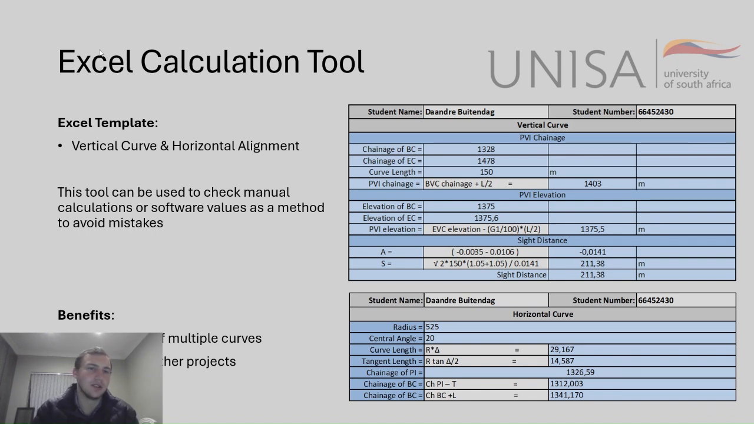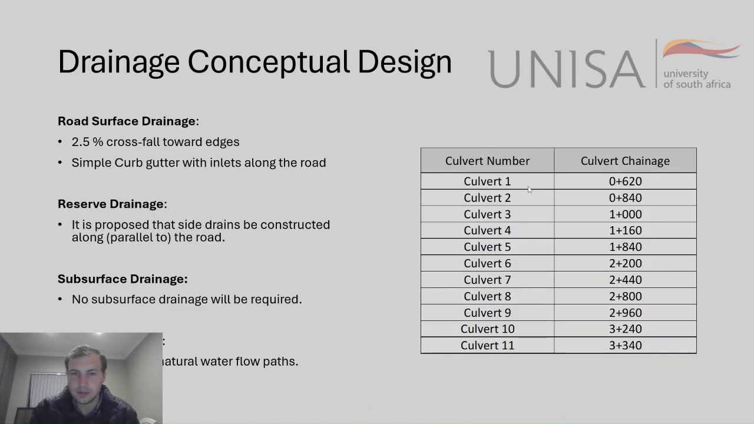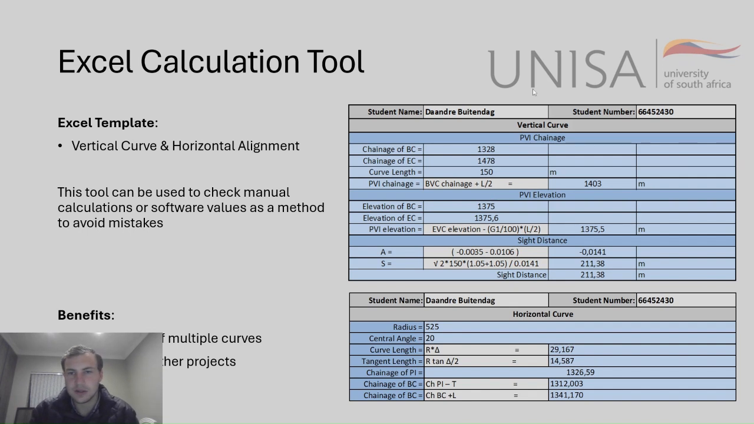Then calculation for Excel tool. So I've created this Excel tool here. We can see it. It's just snippets for vertical curve and also horizontal curve. You can see the PVI change, PVI elevation. This is because we have the change of PC and EC. So this tool can be used to check manual calculations or software values as a method to avoid mistakes. Just to double check your work.